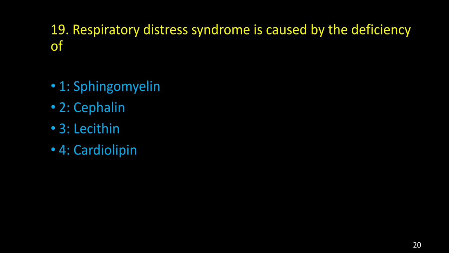So the right answer here is lecithin. When lecithin is deficient, that can lead to respiratory distress syndrome. Sphingomyelin deficiency is not related, but mostly lecithin is seen in comparison to sphingomyelin. So basically the requirement of lecithin is helping for the maturation of the lung. So the LS ratio, lecithin is gradually released after 30 weeks of gestation. So here the right answer is lecithin.